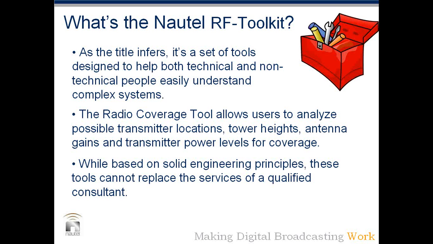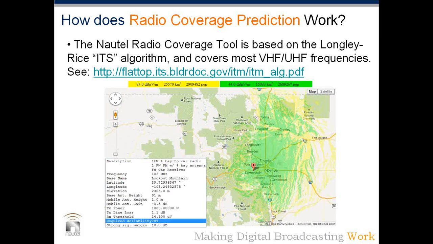So what is the Nautel RF Toolkit? Well, as the title infers, it's a set of tools designed to help both technical and non-technical people easily understand complex systems. It allows users to analyze possible transmitter locations, tower heights, antenna gains, and transmitter power levels for coverage. And while it's based on solid engineering principles, these tools cannot and will not replace the services of a qualified consultant. We'll mention that several times through the presentation because it's important to understand what the limitations of the software are. How does it work? Well, it's based on solid engineering and the Longley-Rice ITS algorithm and covers most VHF, UHF frequencies.